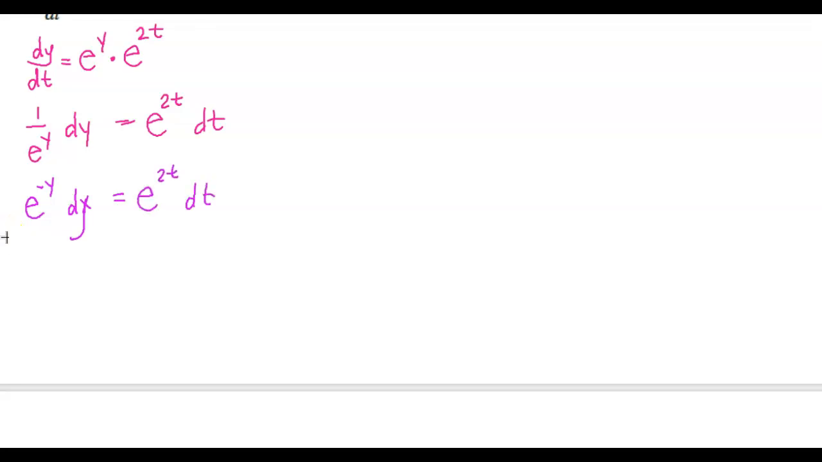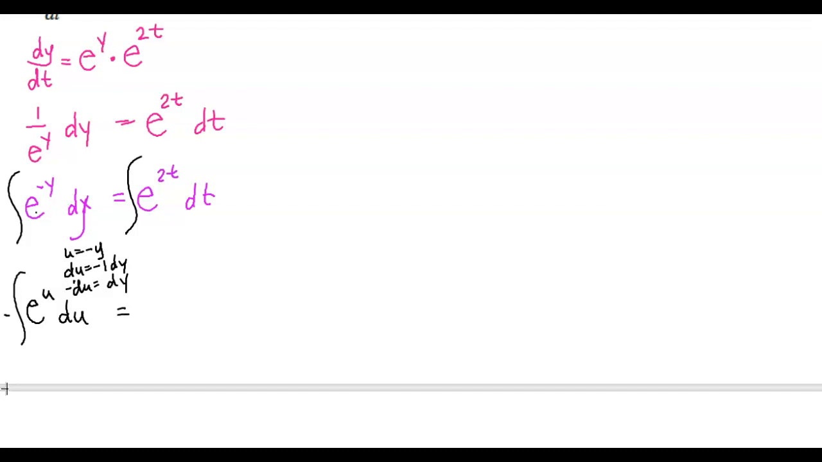Now, on the left side, we need to do a u substitution. Okay, so I'm going to integrate. On this, I get u equals the exponent, so du equals -1 dy, so negative du equals dy. And we do need to do u substitution. So I get e to the u, and dy is negative du.